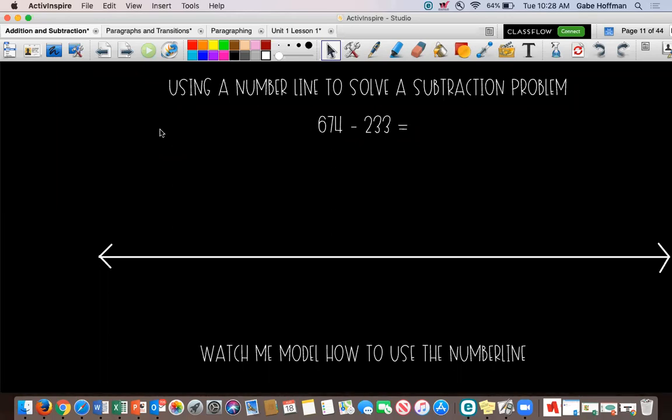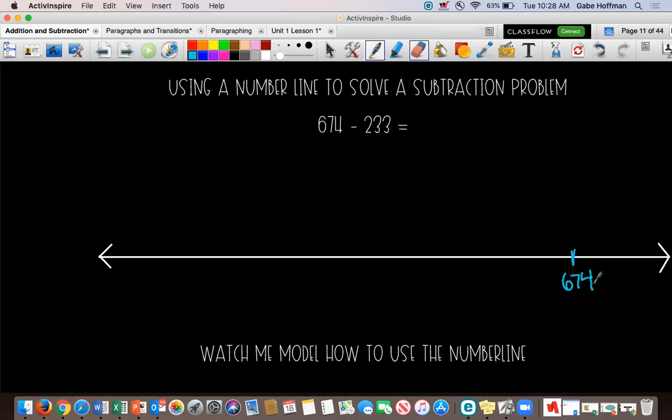I'm going to show you 2 different ways to use my strategy on this problem. So the first one is I'm going to start at the larger number on the number line, which means I'm not going to start all the way down here, right? That's the smaller side. So in addition, I started down here at the smaller number, and I jumped up, right? Well, this is subtraction. So in subtraction, I'm going to start at the other end, and I'm going to go backwards. So I'm going to start down at the far right side on my number line at 674, okay? And I'm going to show you the longer way to do this and the shorter way to do this.